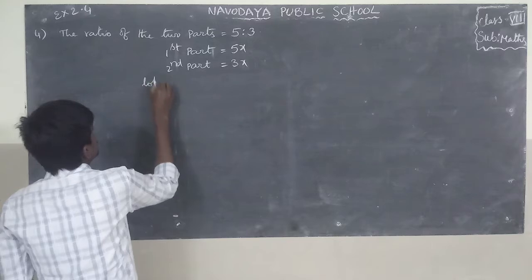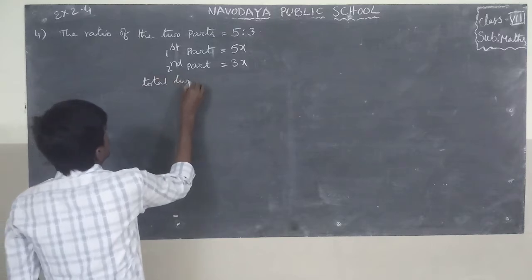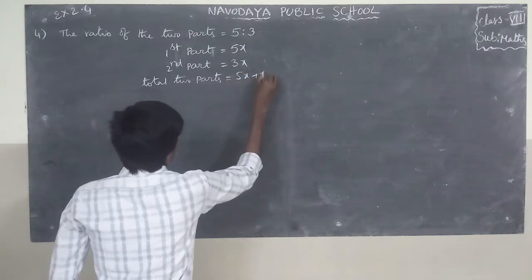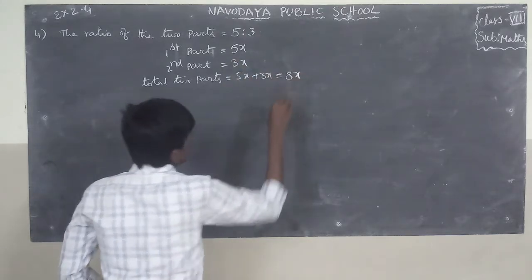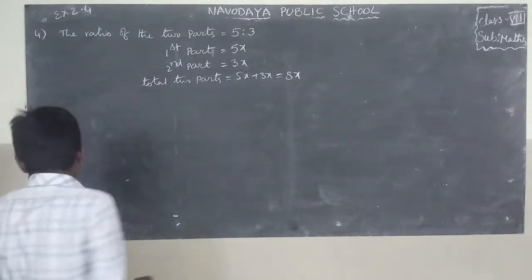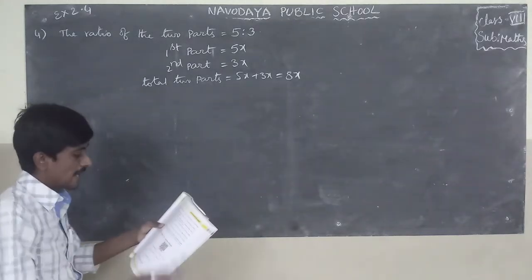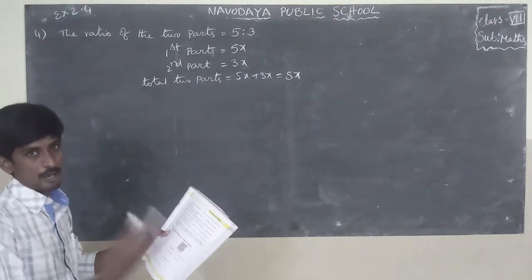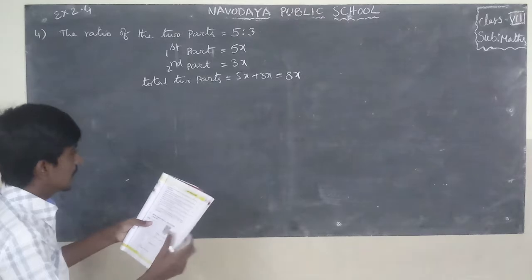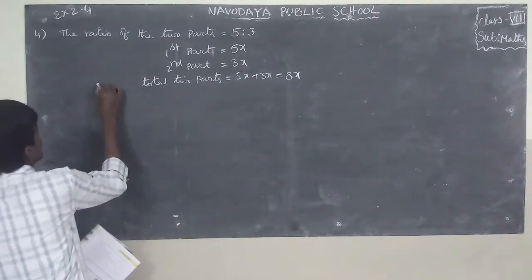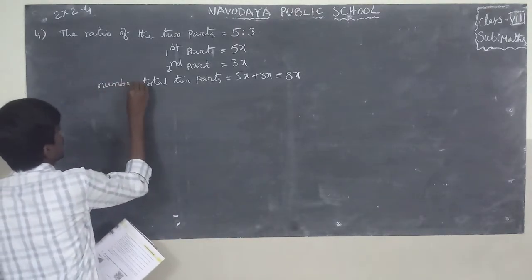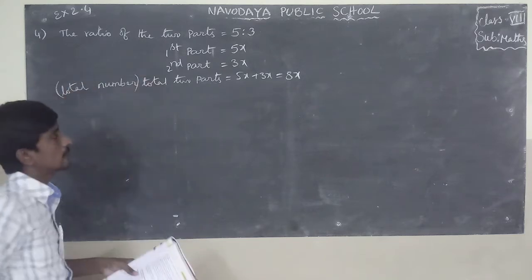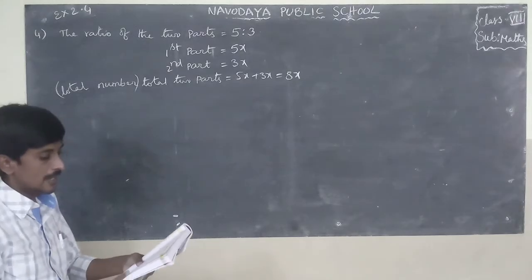Total of two parts equals 5x plus 3x equals 8x. That means the total number equals 8x. Total number or total two parts equals 8x.